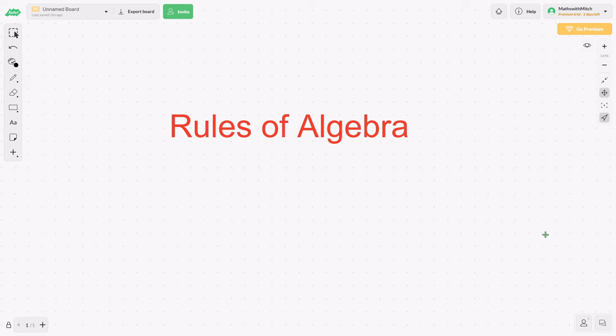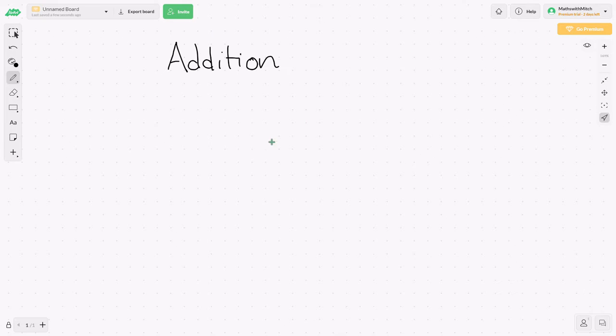Today we're going to be looking at the rules of algebra. So you've done it before with arithmetic and now we're going to apply it to algebra. So let's start with number 1, addition. So addition you've seen many times. That is when you add one number to another, or indeed multiple numbers to one another.